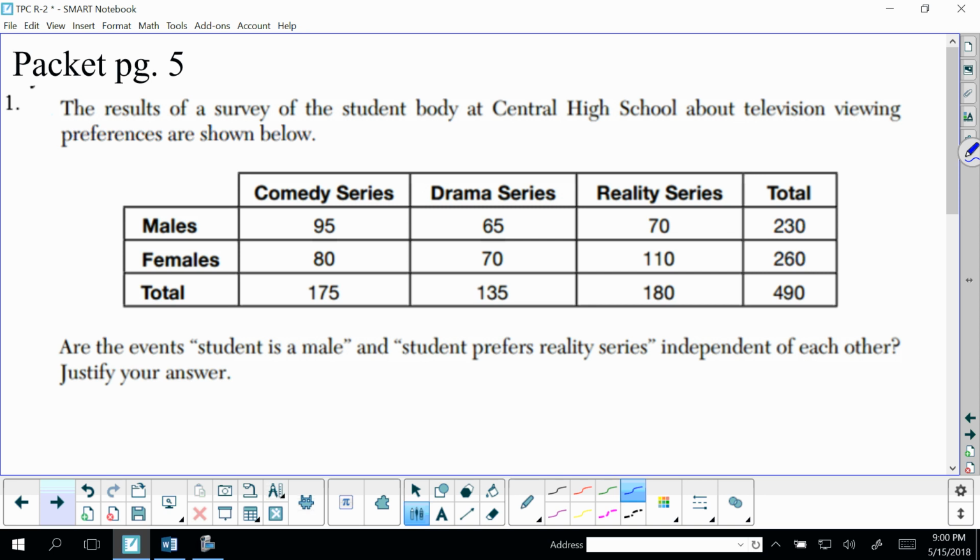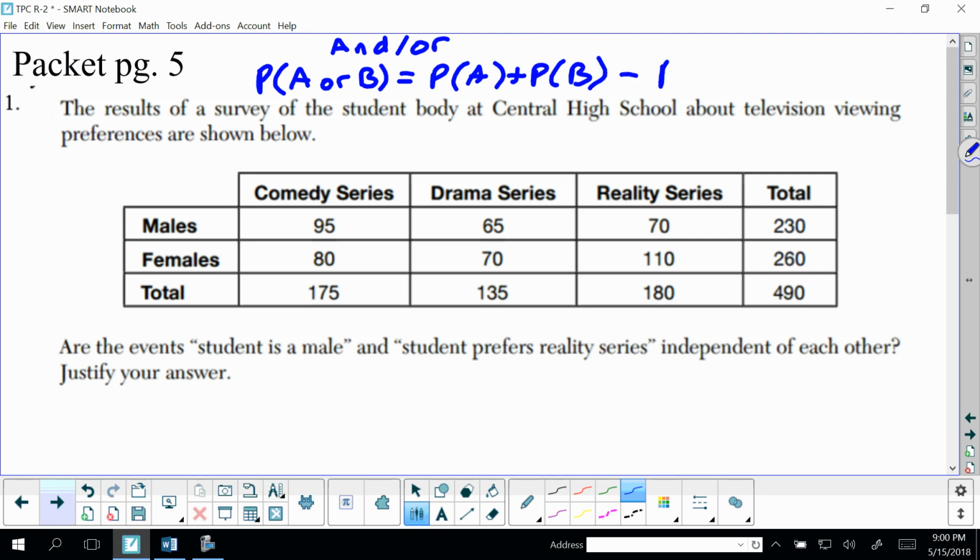Now, there are 2 formulas that we are going to want to make sure we know. One is our and/or formula. So you can write this right on top or at the front of the packet, whichever you prefer. So in your and/or formula, we have the probability of A or B is equal to the probability of A plus the probability of B minus the probability of A and B. So again, you should be writing that down.